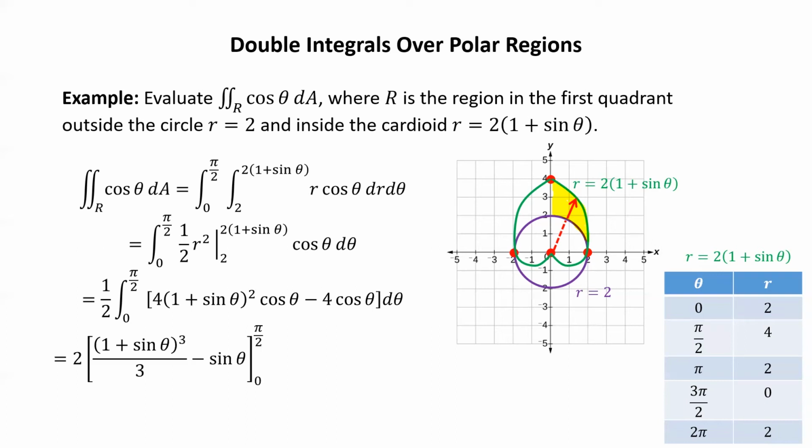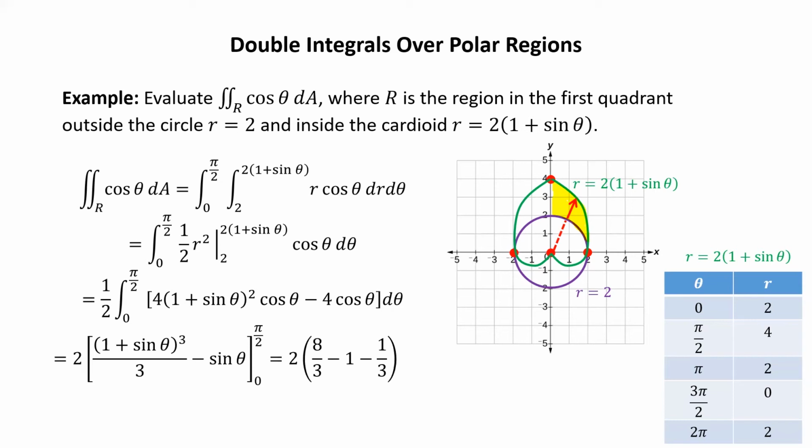Now, integrating with respect to theta, for the left term, we could just do a little substitution. If we think of u equals 1 plus sine theta, then du is cosine theta d theta. So that just becomes (1 plus sine theta) cubed over 3. The 4 I took out and multiplied by the half to get 2 over there. And for the rightmost term, cosine theta just becomes sine theta. And that's going from 0 to pi over 2.